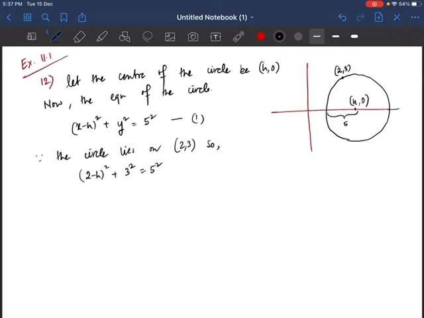So what I am going to write here, 2 minus h whole square is equal to 25 minus 9, that gives us 16. So we have 2 minus h whole square is equal to 4 square. This is what we have. Now this 4 square, it will be plus minus 4. So we have 2 minus h is equal to plus minus 4. This is what we have.